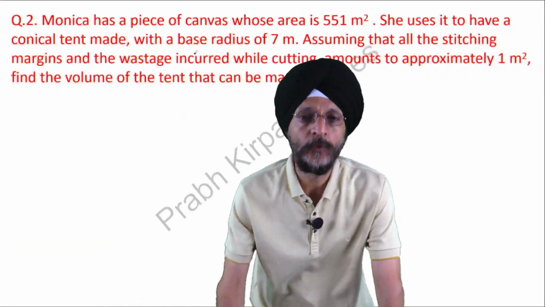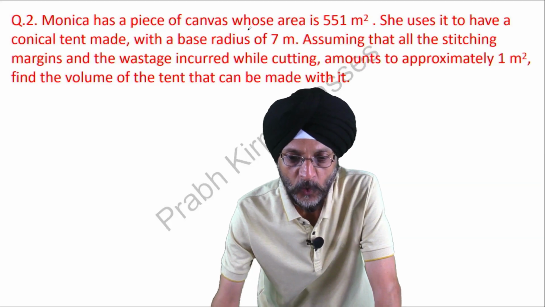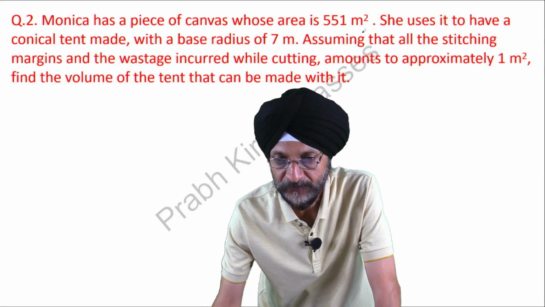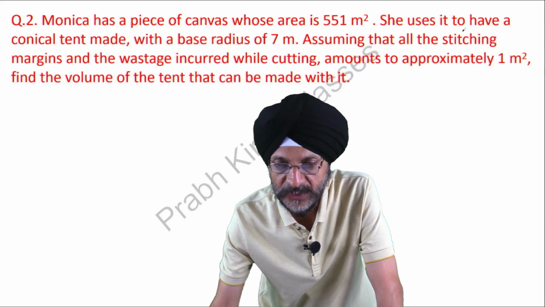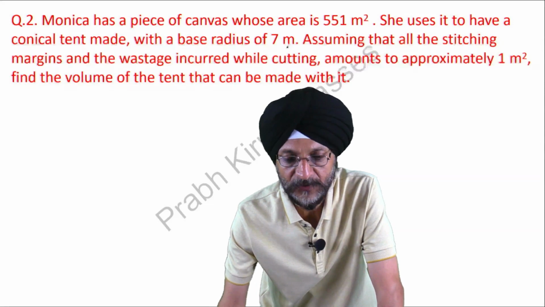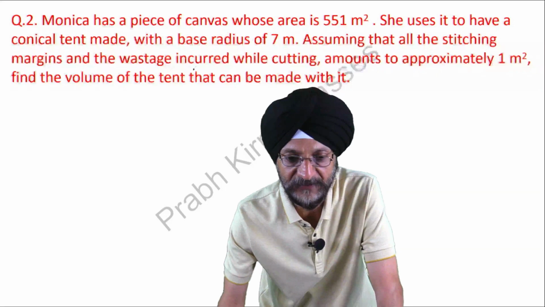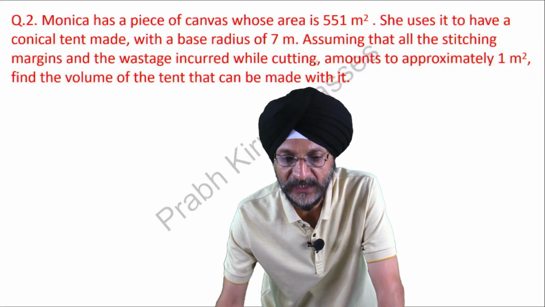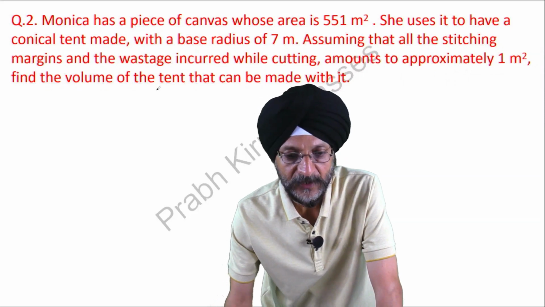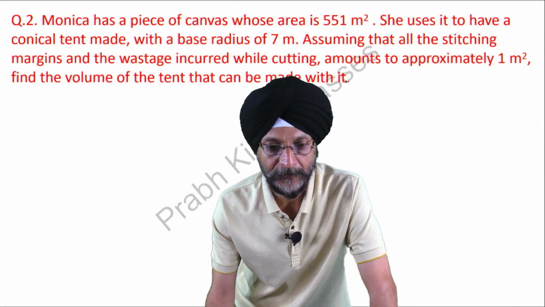Now the question before us is: Monica has a piece of canvas whose total area is 551 square meters. She uses it to have a conical tent made with a base radius of 7 meters. Assuming that all the stitching margins and wastage incurred while cutting amount to approximately 1 square meter, find the volume of the tent that can be made with it.